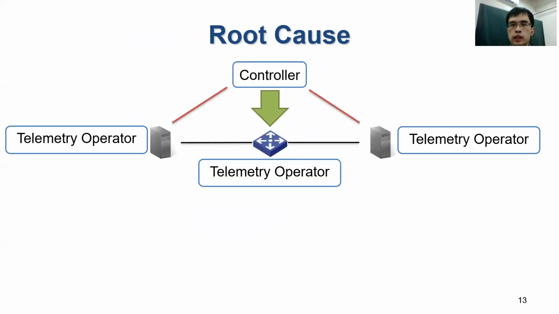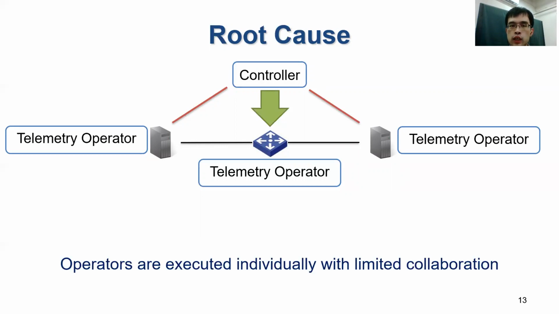Before presenting our design, we first analyze the root cause of the resource accuracy trade-offs. We find that existing solutions usually deploy operators in data plane devices, including end hosts and switches. This is a common approach to reduce the overhead of the controller. However, the operator in each device is executed individually and lacks collaboration. For example, an end host cannot control the processing behavior in any switches.